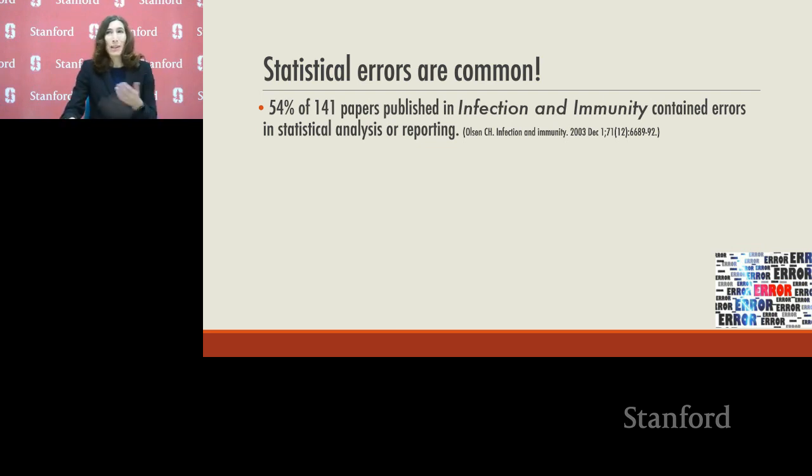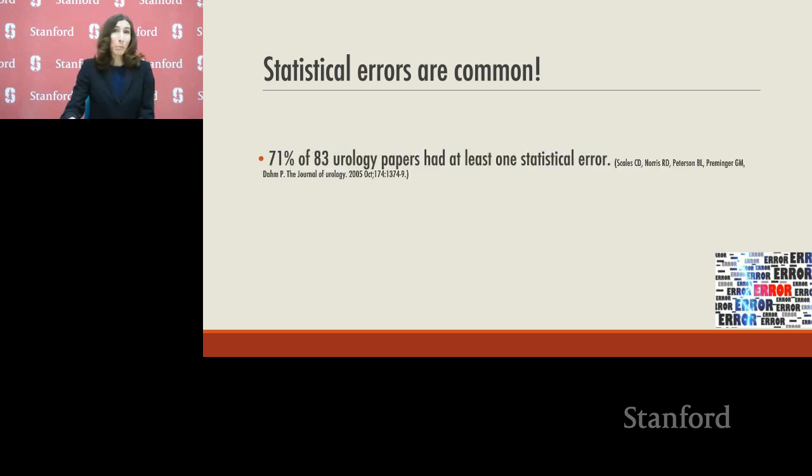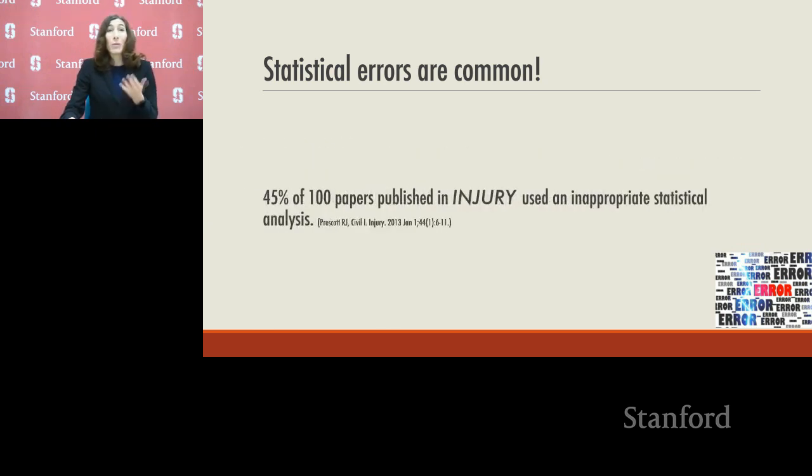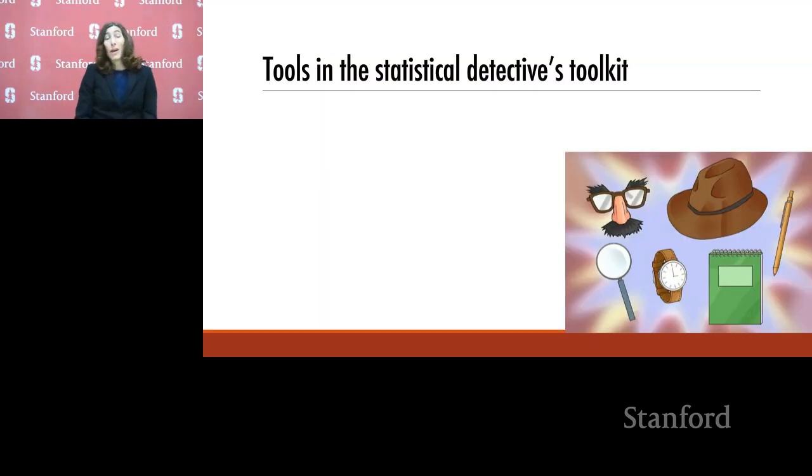And I'm showing you just some of those examples here. You can see that it's really a high percentage of papers. In fact, in one survey, they found that 19% of the papers they reviewed had just simple numerical mistakes. Now, these types of errors should never happen, and yet they are alarmingly common. So today, I'm going to share with you some tools and tricks that you can use to catch errors in your own work before you submit things for publication or when you're doing peer review.